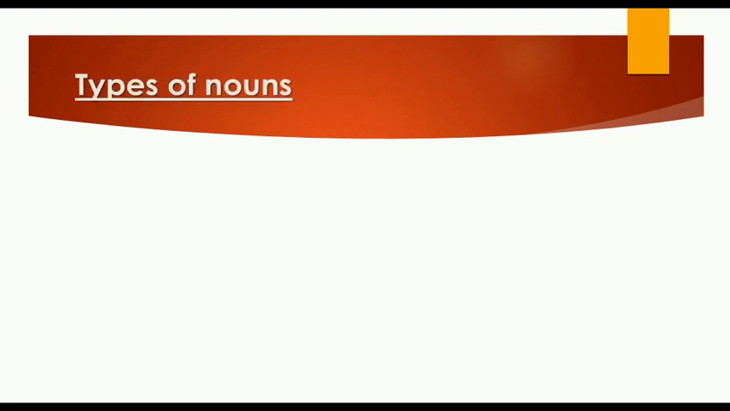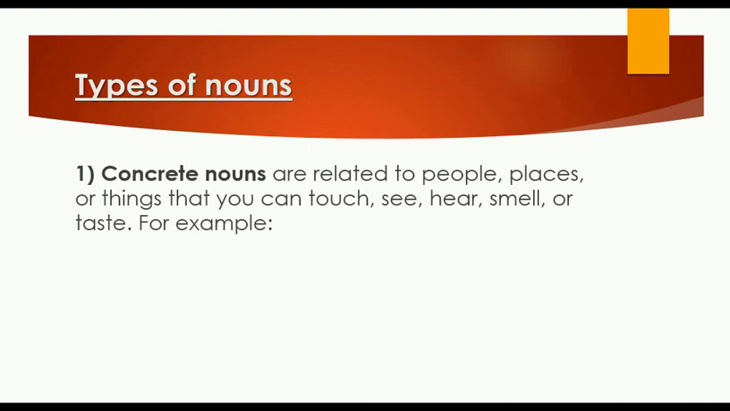Now we are going to talk about the types of nouns. We have concrete nouns. Concrete nouns are related to people, places, or things that you can touch, see, hear, smell, or taste. So everything that we can see, hear, touch, smell, or taste is called a concrete noun.